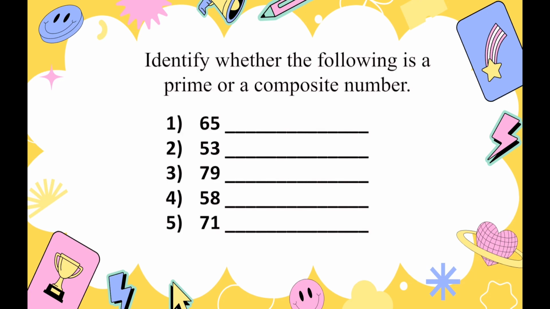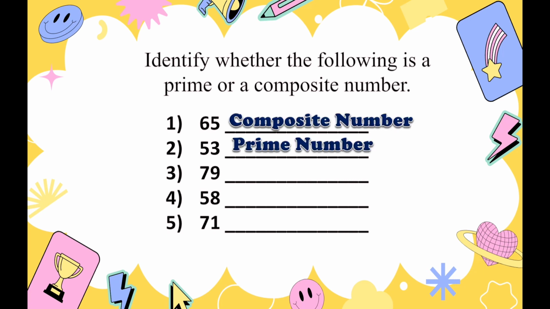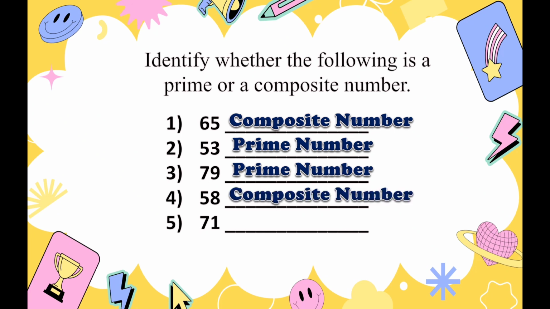Number 1. 65 is a composite number. Number 2. 53 is a prime number. Number 3. 79 is a prime number. Number 4. 58 is a composite number. And number 5. 71 is a prime number. Did you get the correct answer? Good job!